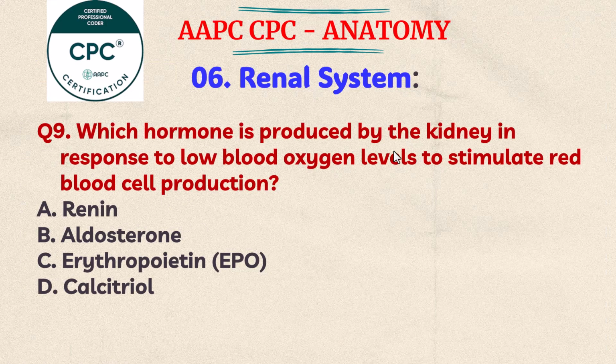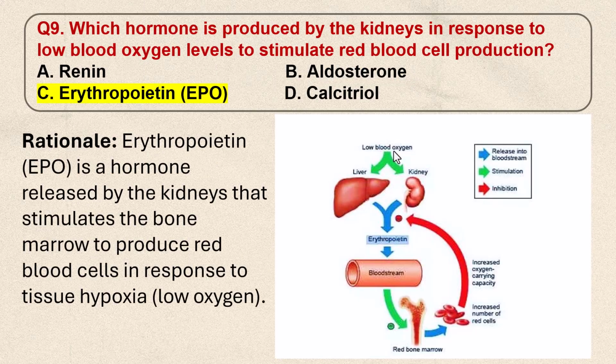Question number 9. Which hormone is produced by the kidney in response to low blood oxygen levels to stimulate red blood cell production? A. Renin, B. Aldosterone, C. Erythropoietin, D. Calcitriol? Think the answer. The correct answer is C.